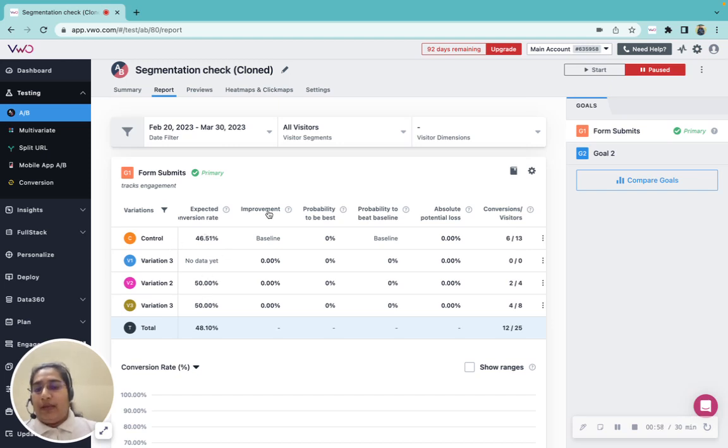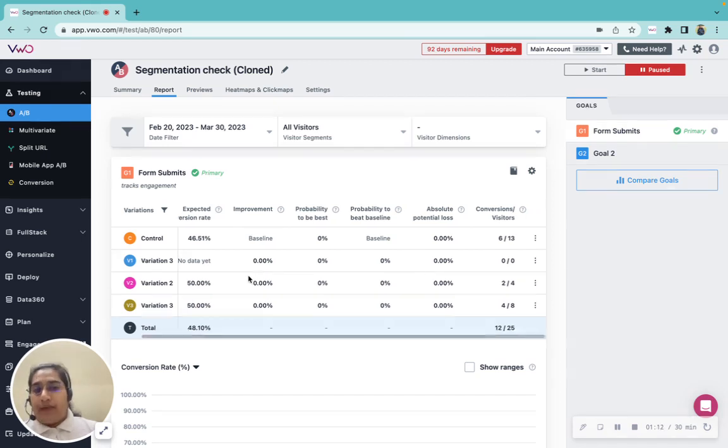Then we want to look at the improvement. Based on the baseline, usually control is going to be the baseline because based on the original version, we are trying to create variations. So we want to see which variation is working better. Now, apart from these factors, there are three other terminologies that we see over here: probability to be the best, probability to beat the baseline, and absolute potential loss.